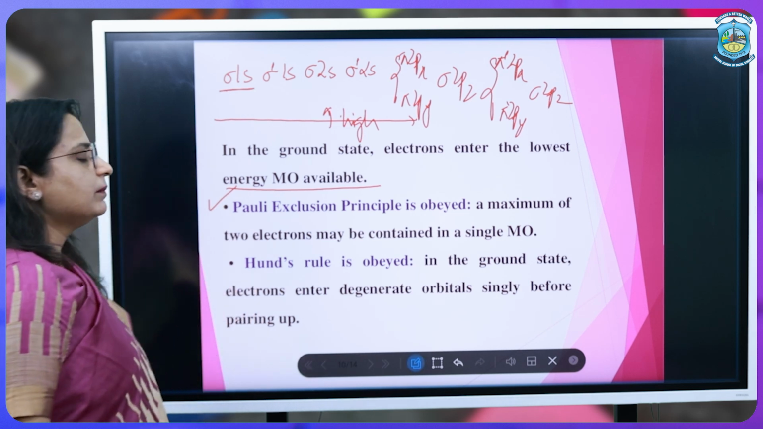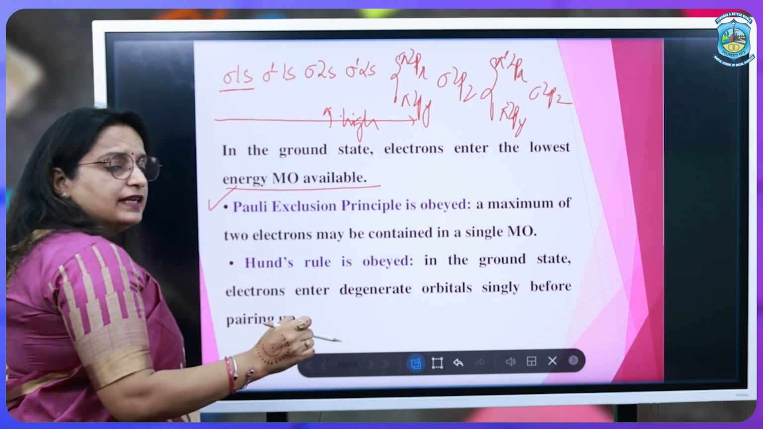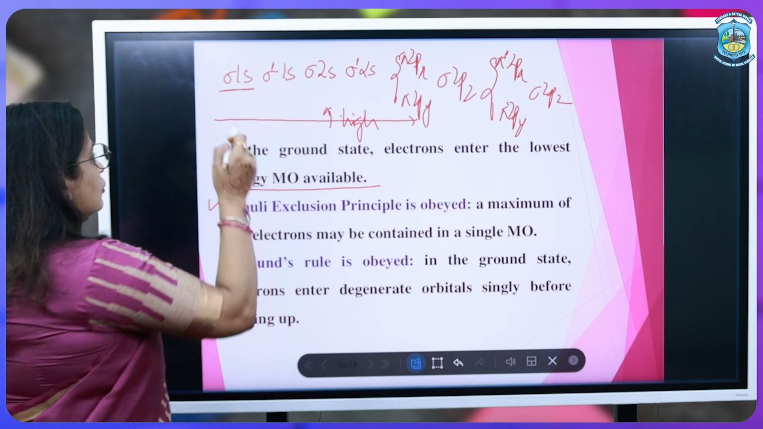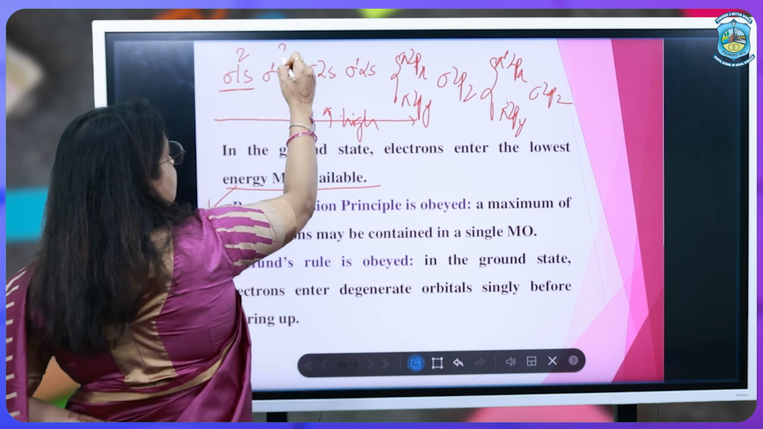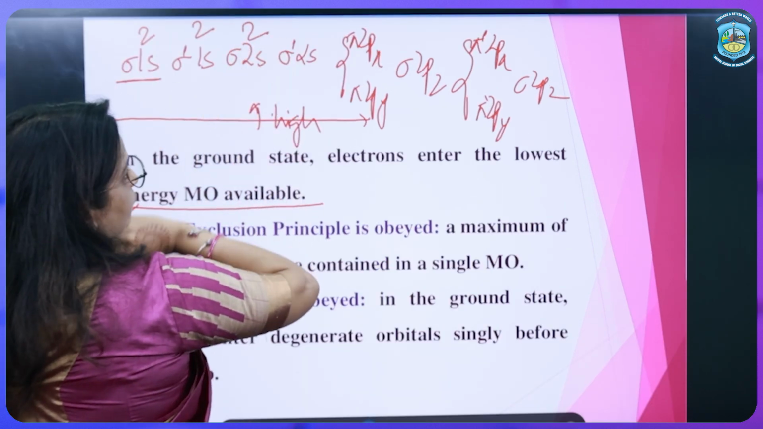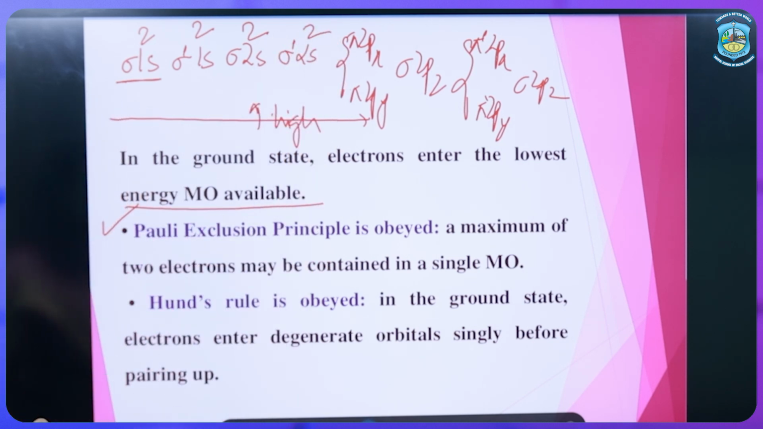Second thing we have to remember is Pauli's exclusion principle, that a maximum of 2 electrons can be contained in a particular molecular orbital. So sigma 1s can have a maximum of 2 electrons. Similarly, anti sigma can have a maximum of 2 electrons. Sigma 2s can have 2 electrons. Similarly, this can have 2 electrons according to Pauli's exclusion principle.